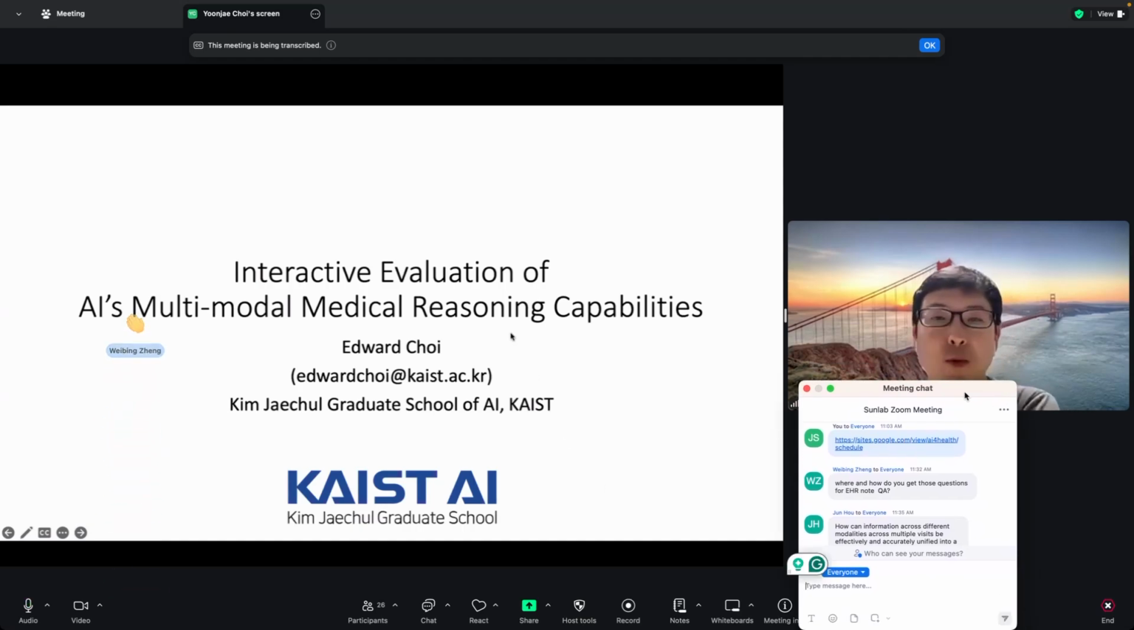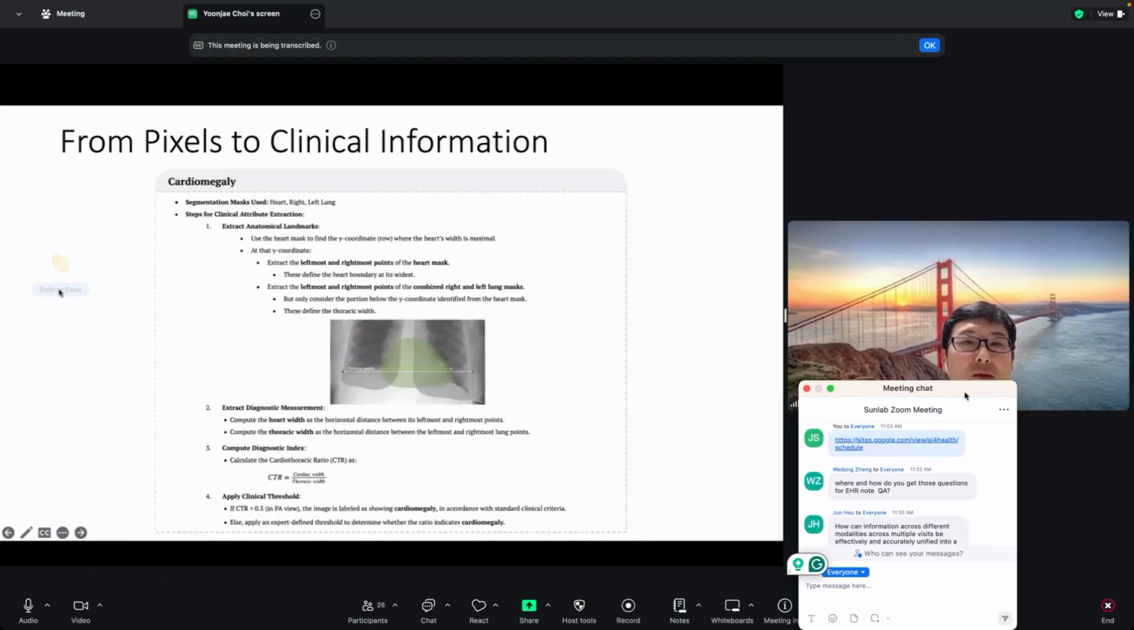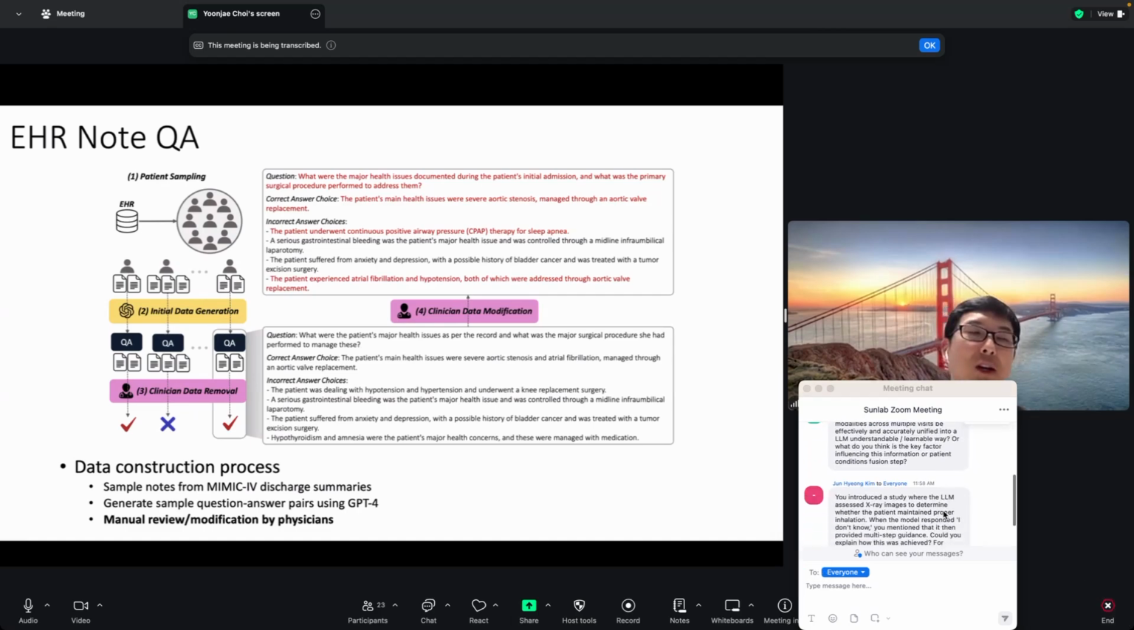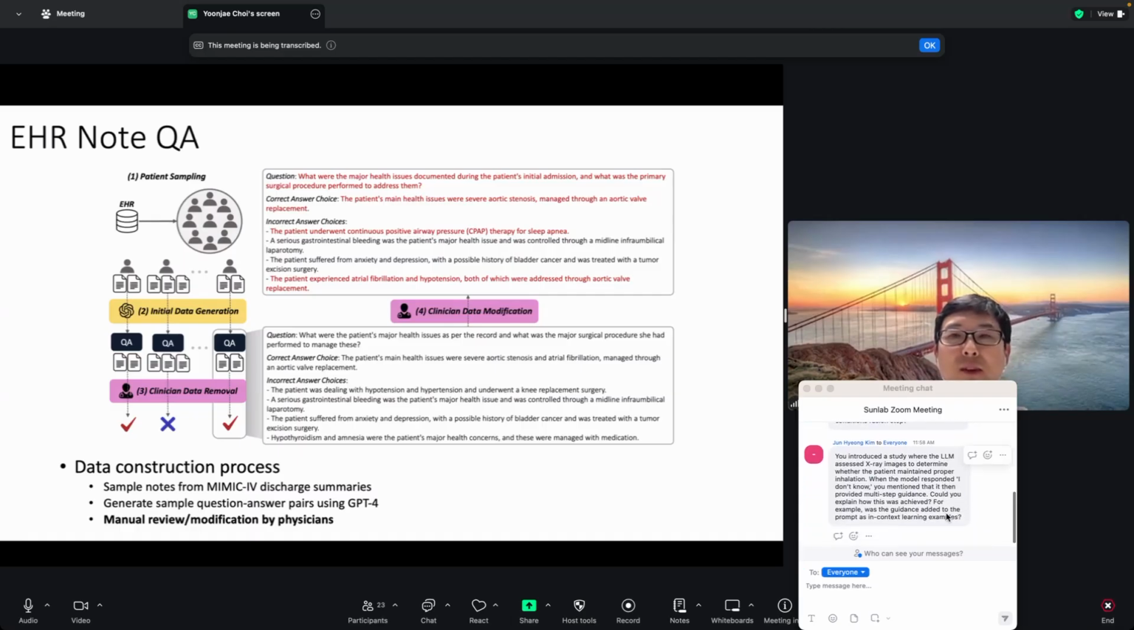Question from Weibing: Where and how do you get those questions for EHR Node QA? Oh, so the questions were first generated by GPT. We feed the discharge summary to a HIPAA compliant GPT, of course, and then we ask the GPT, can you think of some clinically relevant question answer sets? And they generate a bunch of them, thousands of them. But after that is where the actual doctors come in and they manually vet all the questions for 6 months. So we can really say that this is a guaranteed question answer data set.